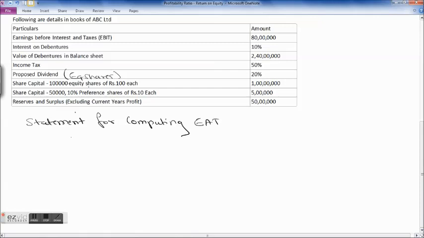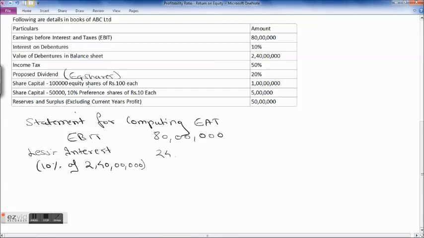Okay, now EBIT is 80 lakhs. Okay, then less interest. Okay, so before reducing a tax provision, we will reduce the interest, since the interest is allowable expense for the purpose of taxes. So how much is interest? 10% of 2 crore 40 lakh. So that comes to 24 lakhs. Okay, so 80 minus 24 lakh, that is 56 lakhs.